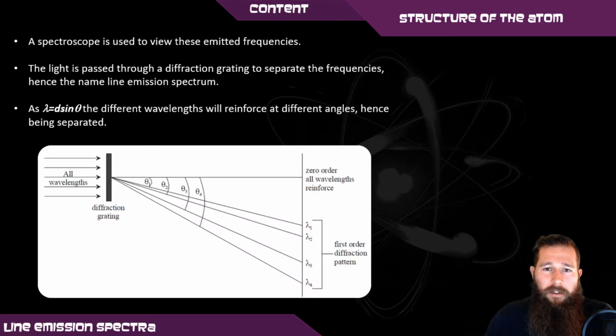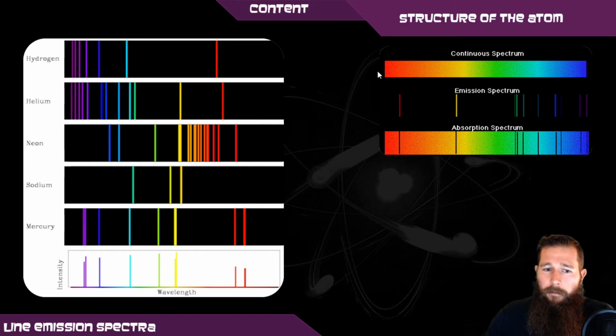So just a bit of a revision, a spectroscope is used to break down those colors with a diffraction grating, and depending on the frequency of light, each distinct frequency will diffract at a different angle and reinforce at a different angle on the screen, so you can easily see the different frequencies that the light is comprised of. So a continuous spectrum with every single frequency on there in the visible range might look like this. The emission spectrum of a gas might look like this.